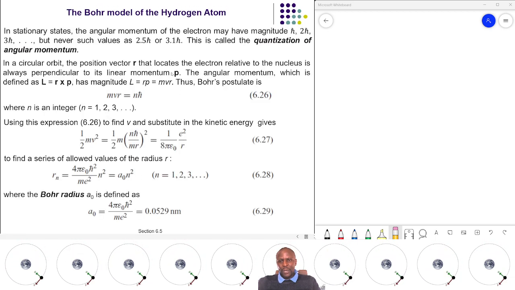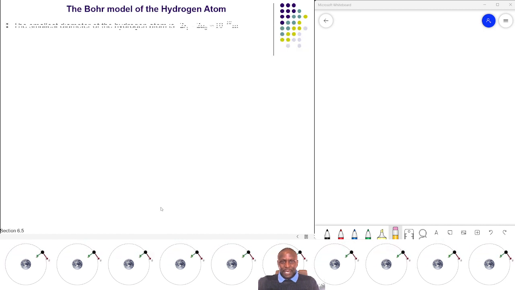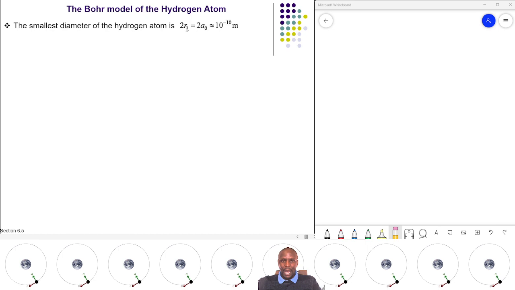Now I also want to go back to this equation here to show you that if n is equal to 1, this term here will just be 1, and then I'm just going to have a naught, and a naught is given by this equation here. Now in that case, the diameter is 2 r1 or 2 a naught, because r1 is just a naught.